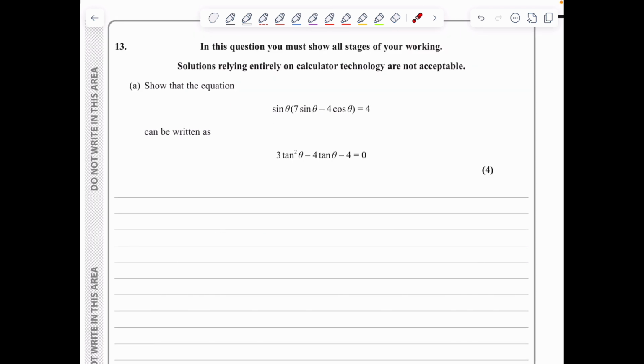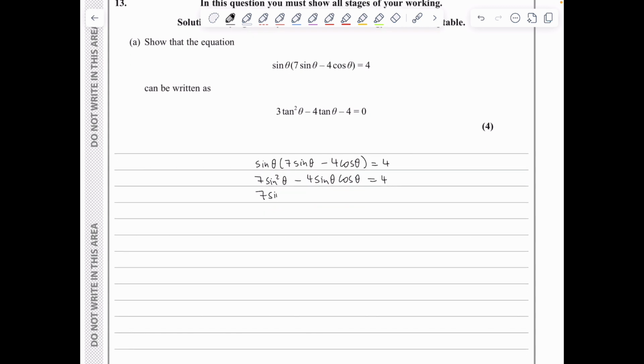Question 13 is on trigonometry. We need to show all stages of our working, and solutions relying entirely on calculator technology are not acceptable. We need to show that this trigonometric equation can be written as a quadratic in tan. So we start with sine theta times (7 sine theta minus 4 cos theta) is equal to 4. I will start by expanding. So we're looking at 7 sine squared theta minus 4 sine theta cos theta is equal to 4. Now I will be collecting everything on the left hand side. So we're looking at 7 sine squared theta minus 4 sine theta cos theta minus 4 is equal to 0.